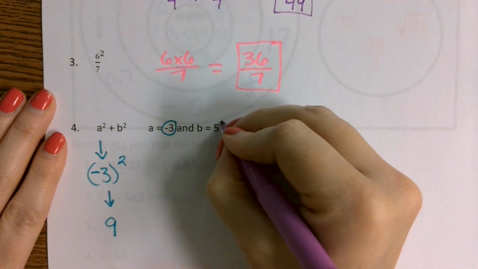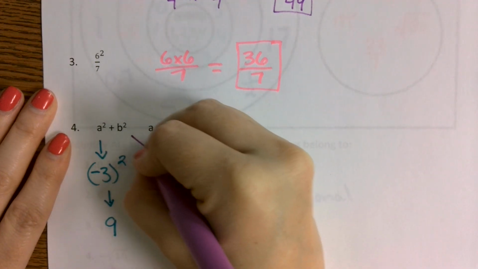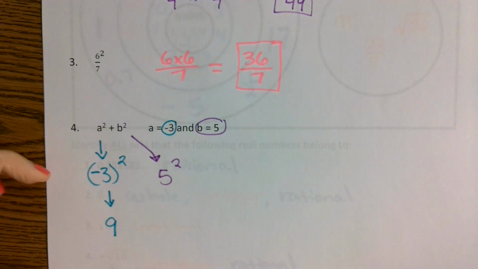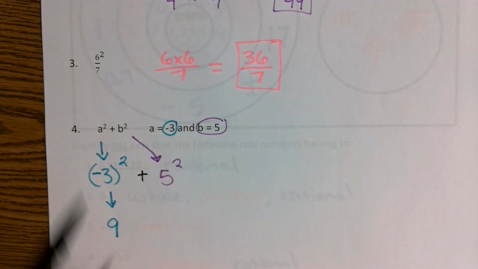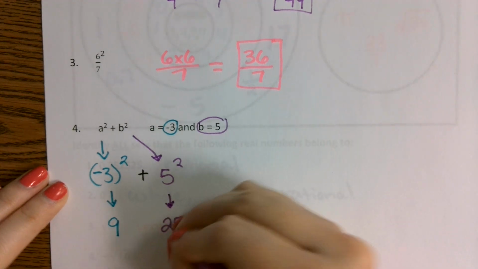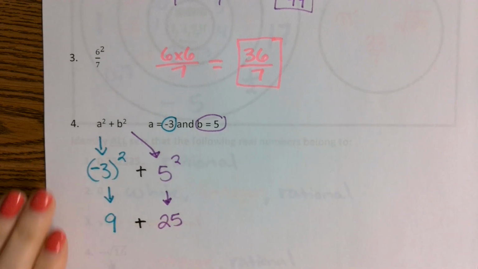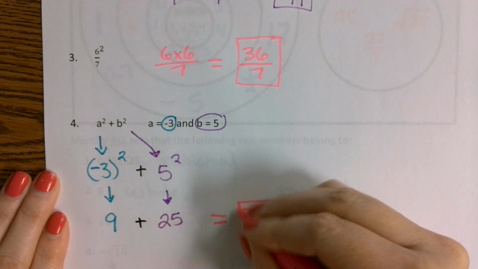Then I'm going to do b is equal to 5. So that means I'm going to do 5 squared. We're going to do 5 squared, and 5 squared is going to come out to 25. And then we would just add 9 plus 25 together, and we would get 34 as our final answer.